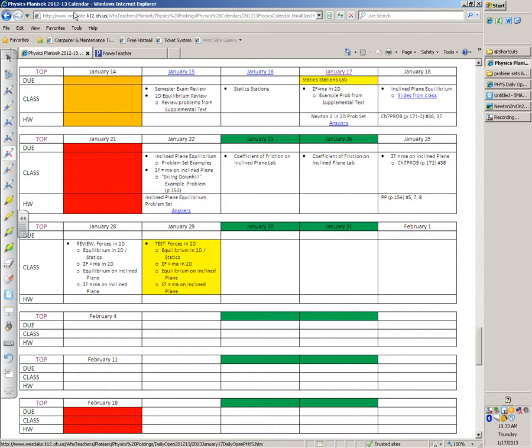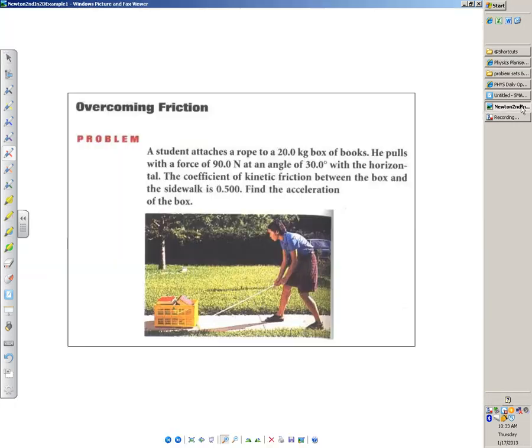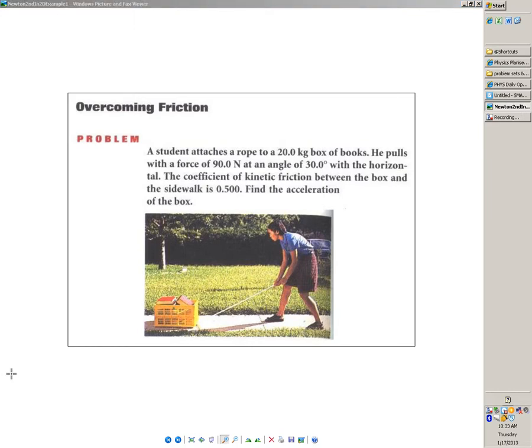The following week, Monday, to wrap things up, and then test on Tuesday of the following week. Not next Tuesday, the following Tuesday. Okay. Good there? All right. Let's take a look at our first problem for today. Our first problem for today looks like this.